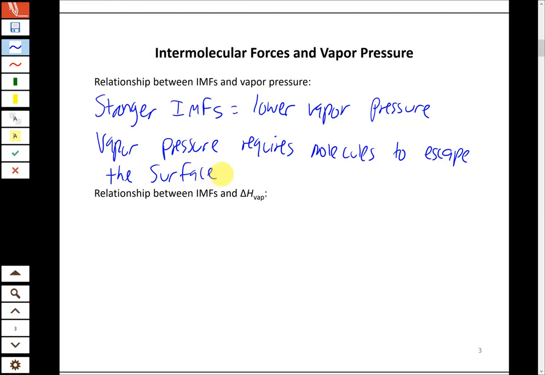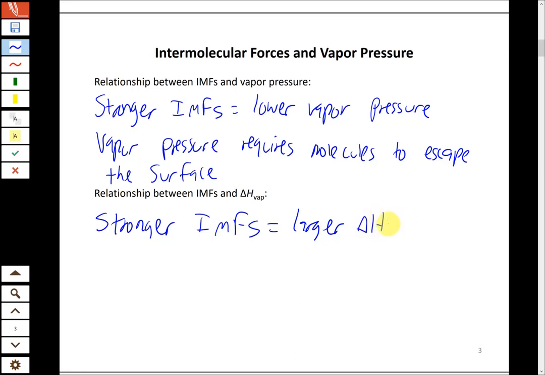And then the other one, which is also fairly logical and follows really the same sort of argument, is the relationship between intermolecular forces and the enthalpy of vaporization. So remember, enthalpy of vaporization is how much energy we have to put into a substance to vaporize 1 mole of it, to get 1 mole of the liquid molecules to escape into the gas phase. And so if you have stronger intermolecular forces, it's going to require more energy to vaporize the molecules, and that means you're going to have a larger enthalpy of vaporization.